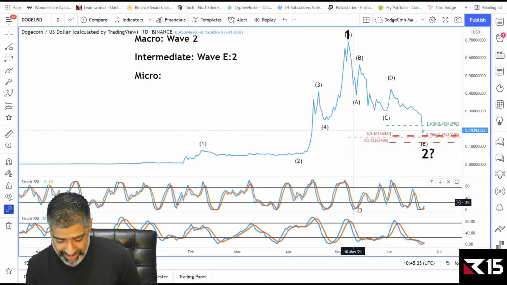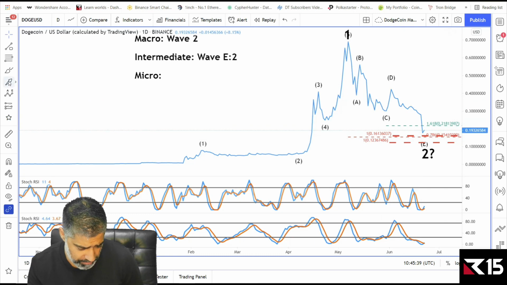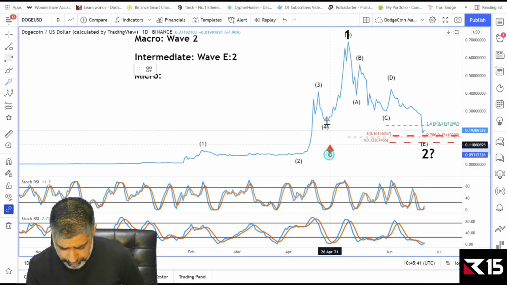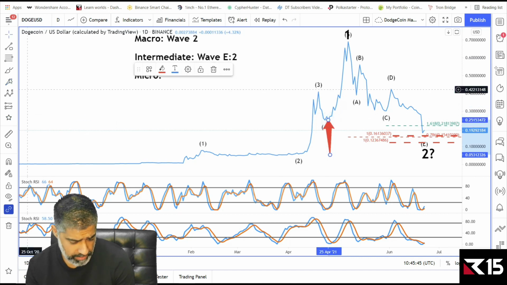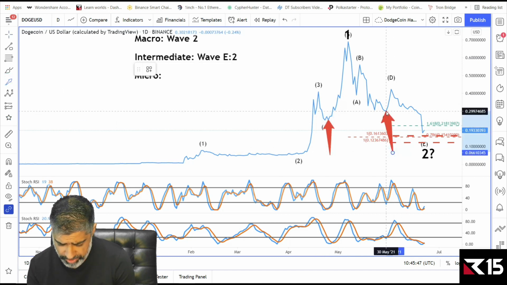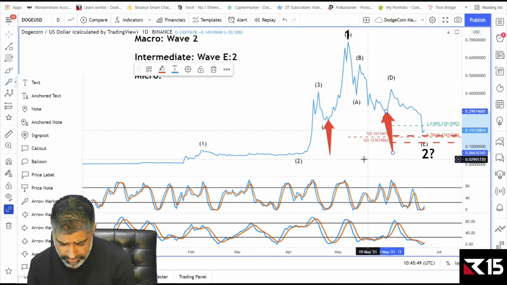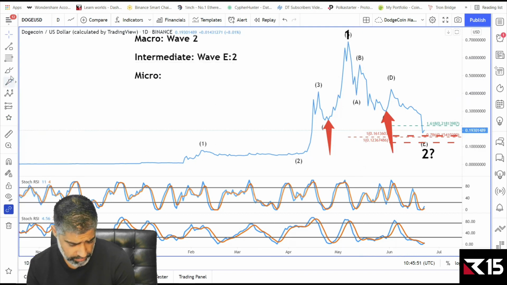But let's pull up the indicator, right? What we want to look at is these lows. Let me just map these out for you. I'm going to point these out. This low, this major low, even this low, this potential wave A.